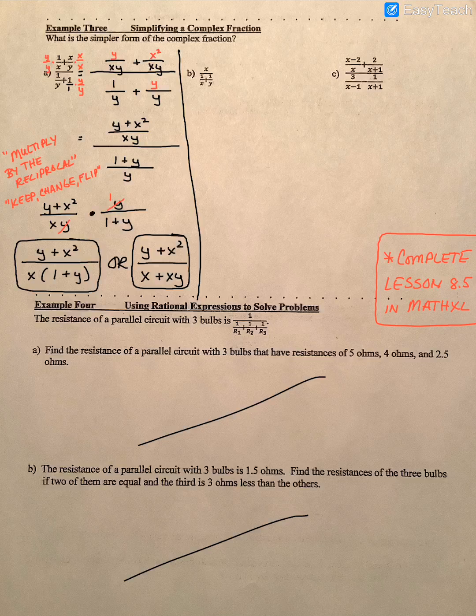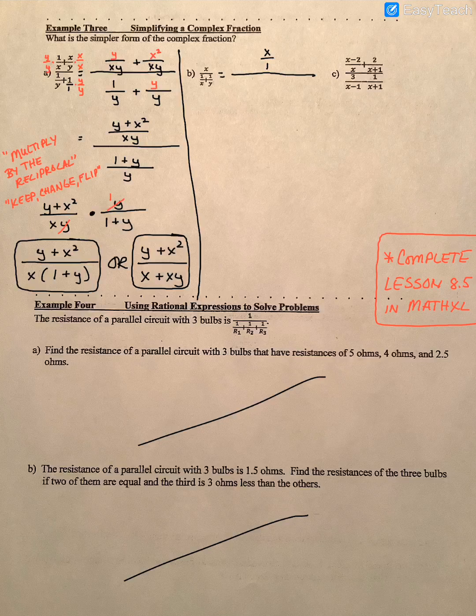Okay, I want to try B, and then we will call it quits after that, because this is going to be a 45-minute lesson by the time I get done. Okay, I want a fraction over a fraction. So first of all, my numerator is just an x. So how do you make x a fraction? X as a fraction is just x over 1.